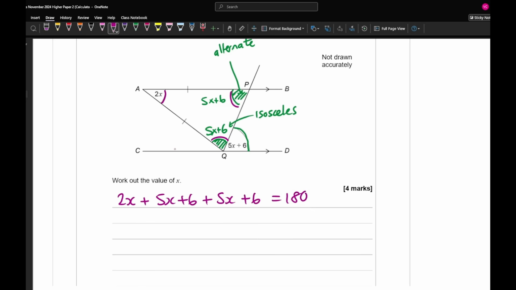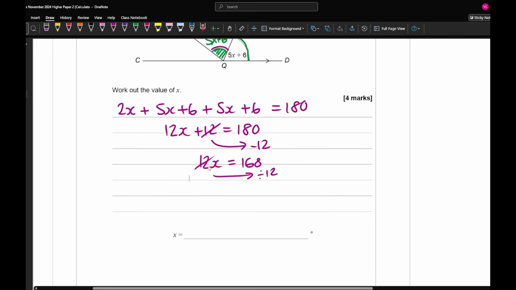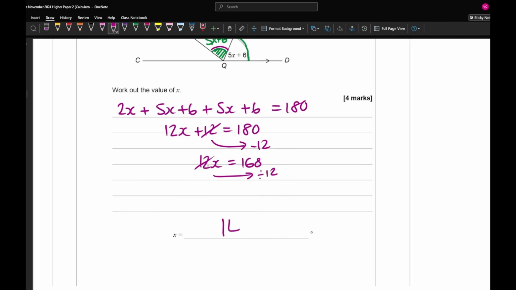Now if I collect like terms, I get 12x plus 12 equals 180. Then all I want to do is solve this equation. If I take away 12, I end up with 12x equals 168. Then if I divide by 12, 168 divided by 12 gives me an answer of 14.